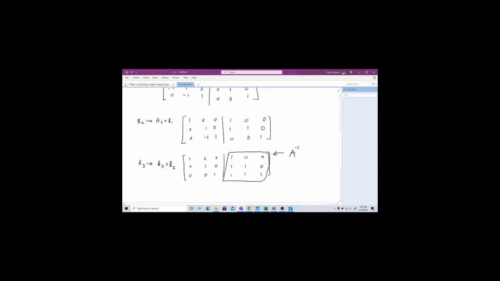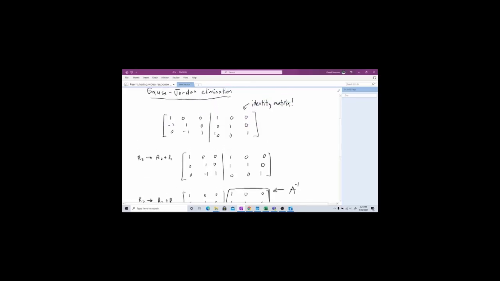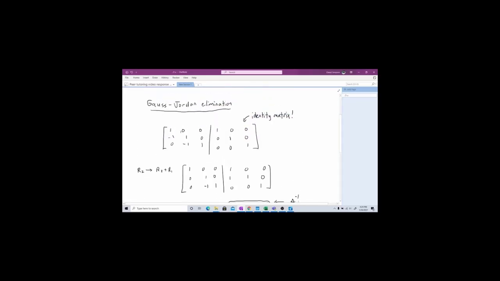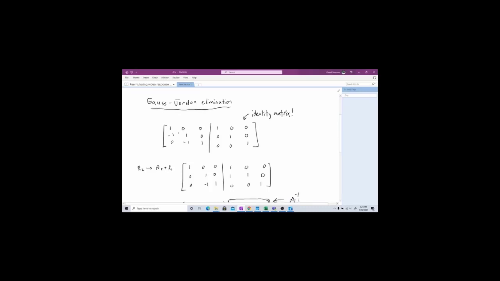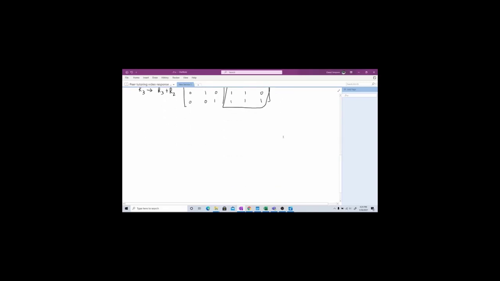So yeah, basically this is a really simple method of finding an inverse. You just put the identity matrix on the right side, and then you put your original A matrix on the left, do Gauss-Jordan elimination, and what you end up with on the right is going to be A inverse. Okay, so that's the first method.